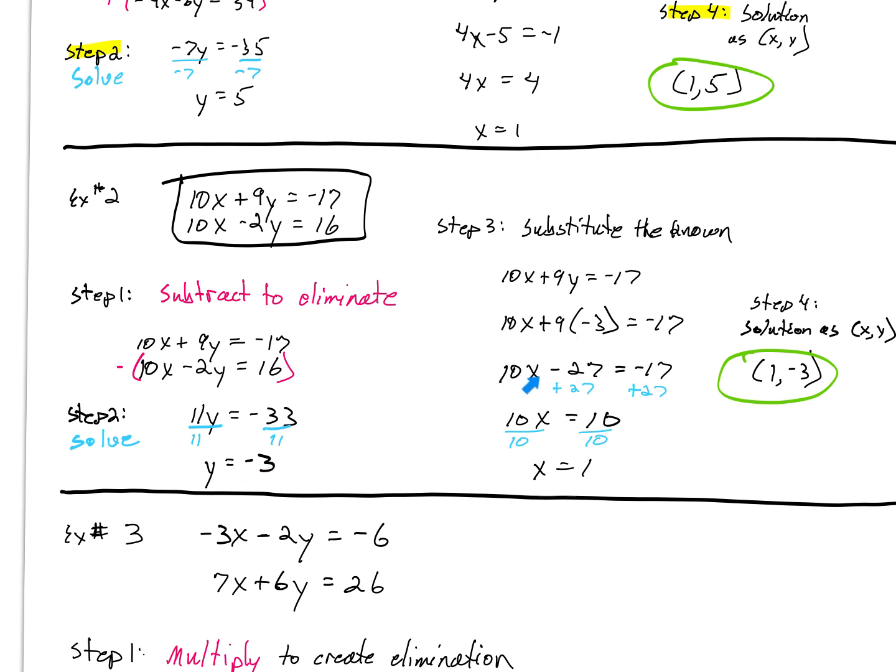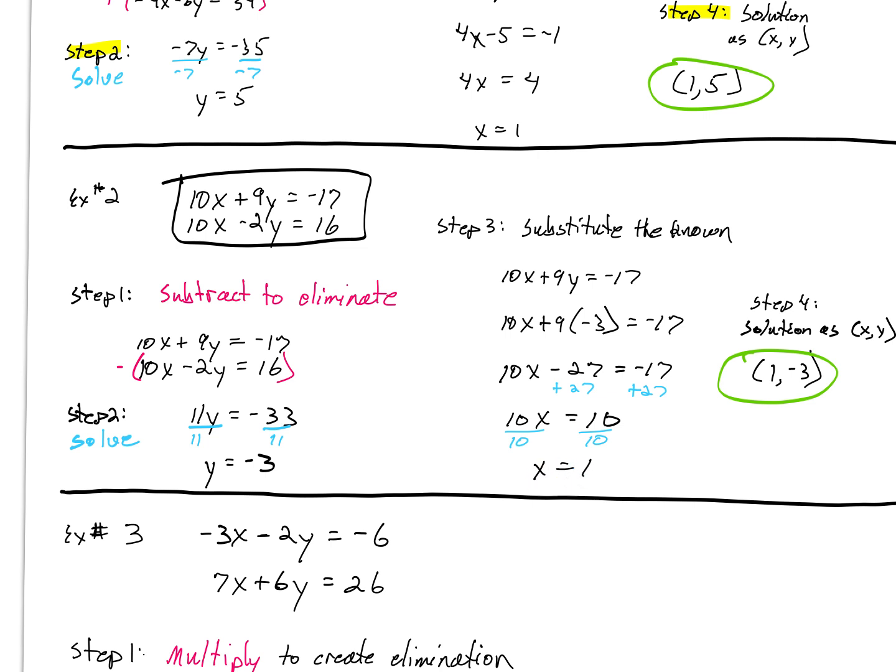So now it says 10x minus 27, because 9 times -3 is -27, equals -17. I'm going to try to isolate my variable x, so I add 27 to cancel it here. I add 27 over here to keep it true as an equation. And I notice that 10x equals 10, and then I divide by 10 on both sides, and x equals 1.